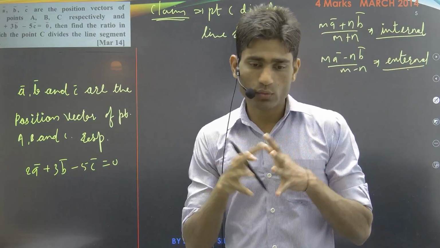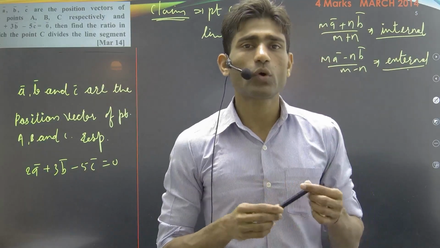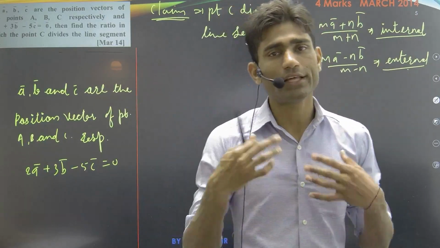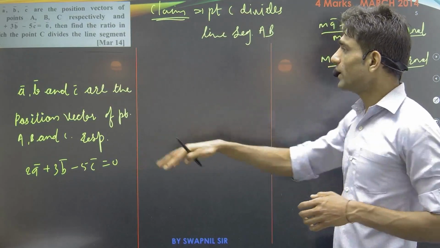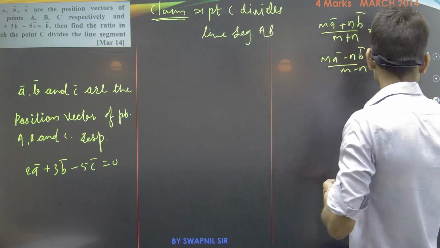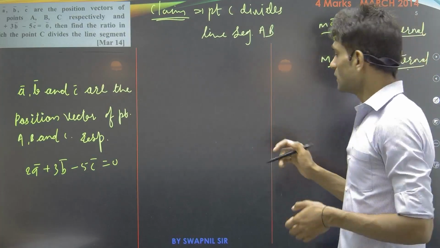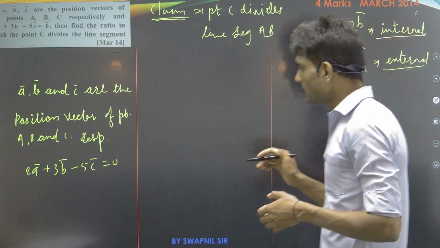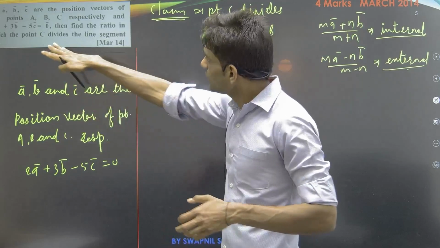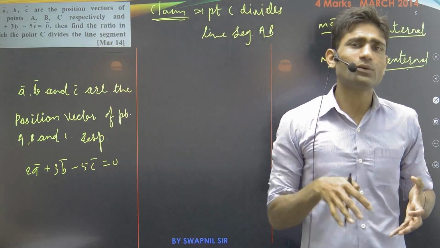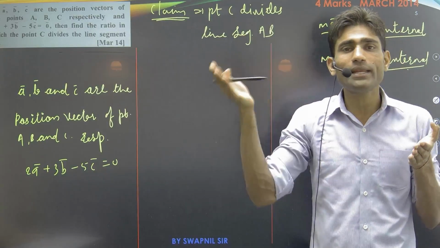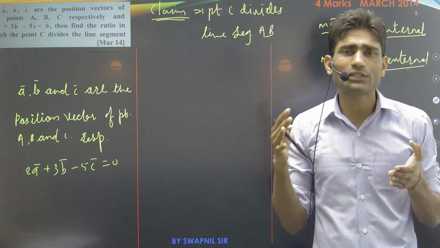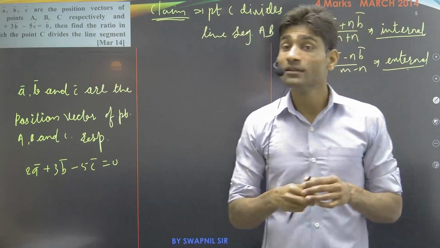So we do have those section formulas, one for internal division, another for external division. Now convert our equation into the form of internal or external division. So we go for the adjustment of the terms. Now we can see that we have a third point C which divides our line segment AB. That means we can write C equal to (m a bar minus n b bar) upon (m minus n), or (m a bar plus n b bar) upon (m plus n).